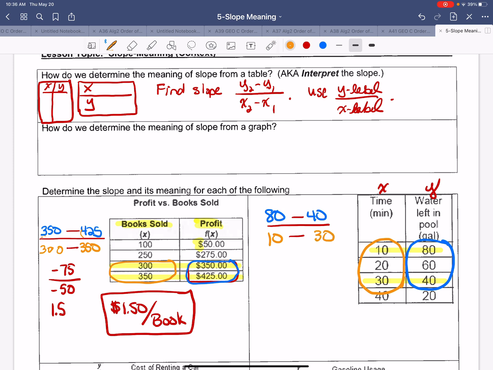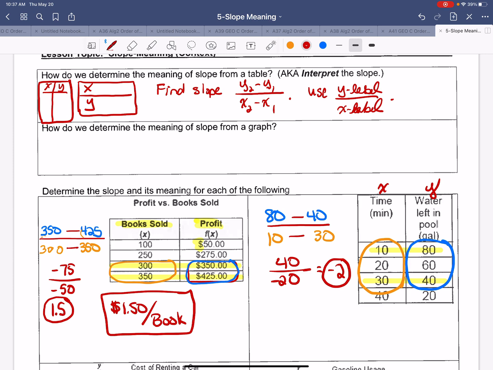80 minus 40 is 40. 10 minus 30 is negative 20. And 40 divided by negative 20 is negative 2. So that right there is my slope, but that doesn't give me an interpretation, just like this 1.5 over here didn't give me an interpretation.